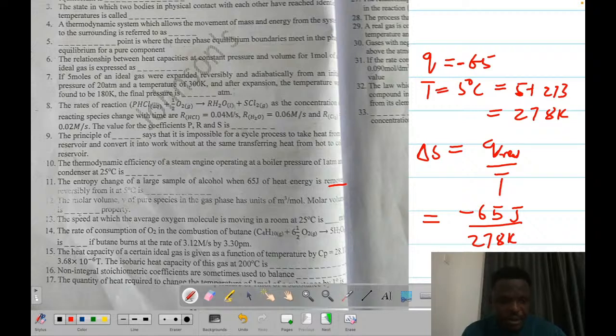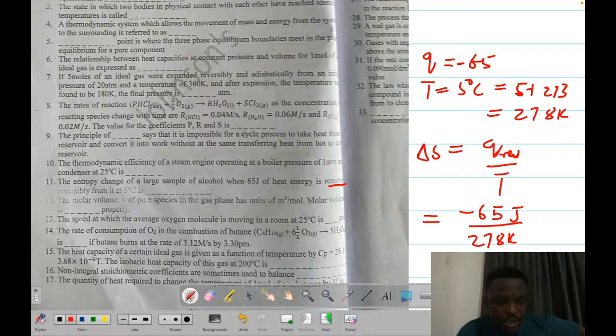Okay. Now the next question says, the speed at which an oxygen molecule is moving in a room at room temperature. The speed at which the average oxygen molecule is moving in a room at 25 degrees Celsius. Please, this question is under transport properties of gases, or distribution of speed of gases. We have three major speeds. We have what we call the most probable speed, the average speed, and the root mean square speed.